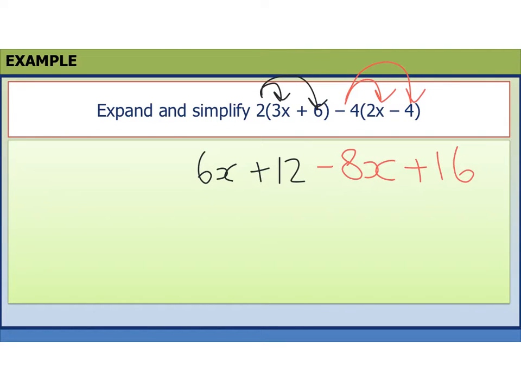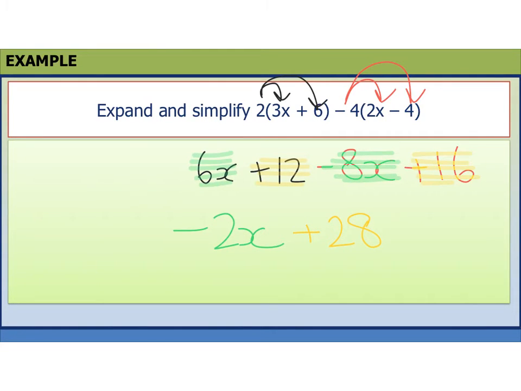And now I have to simplify the terms together. So if I go through my process for simplifying, I look at the x terms. So I've got 6x and minus 8x, and that gives me negative 2x. And then also I have got plus 12 and plus 16, so altogether that gives me plus 28.